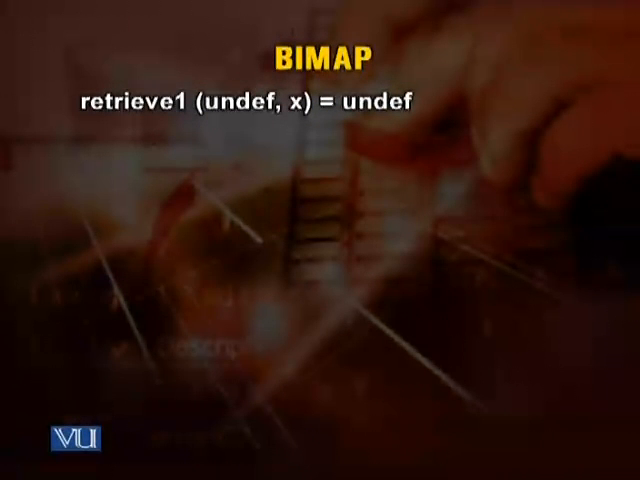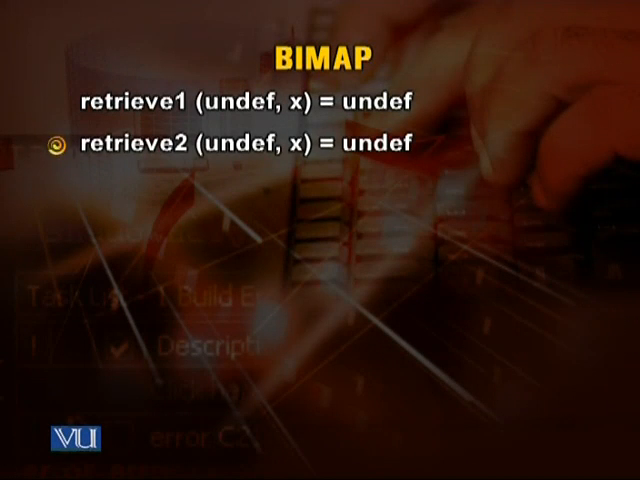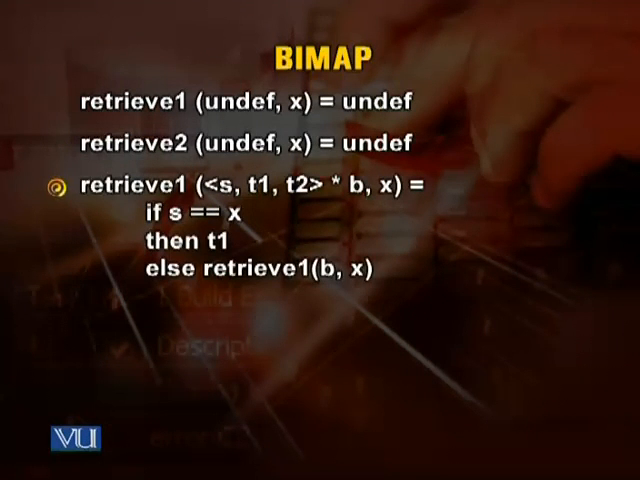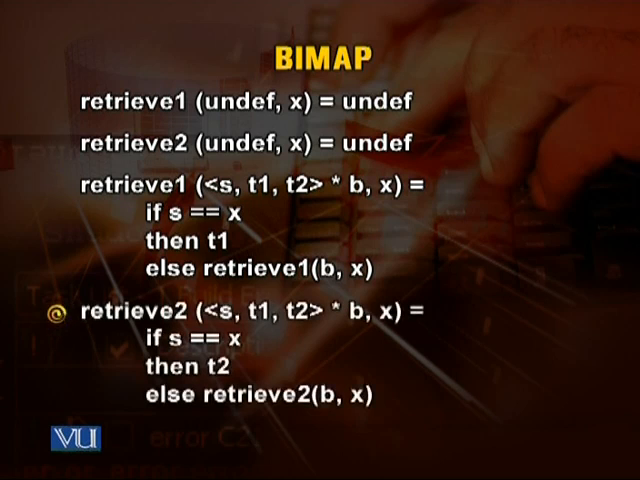So we have now retrieve 1 for undef. Obviously it is undef. Retrieve 2 is the same. And then retrieve 1 for this constructor S, T1, T2 star B, X. So once again, the same kind of recursive formulation. If S is equal to X, then we return T1, else we are going to retrieve the first argument from the old bimap given X as the source. Retrieve 2 is exactly the same formulation, except that in this particular case, now we are trying to get the second target 2.